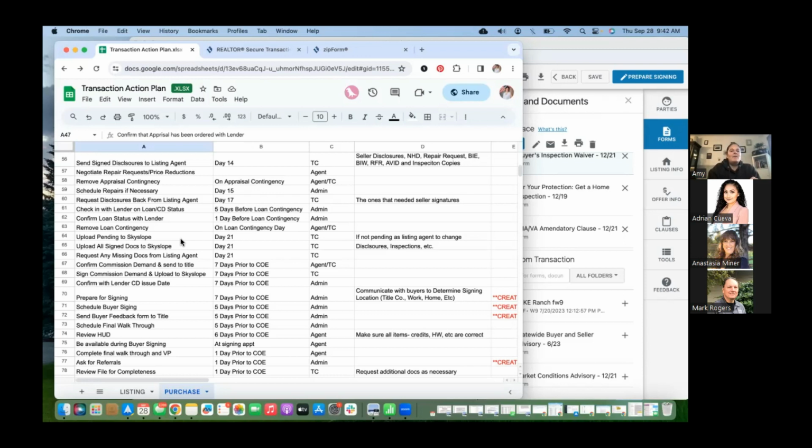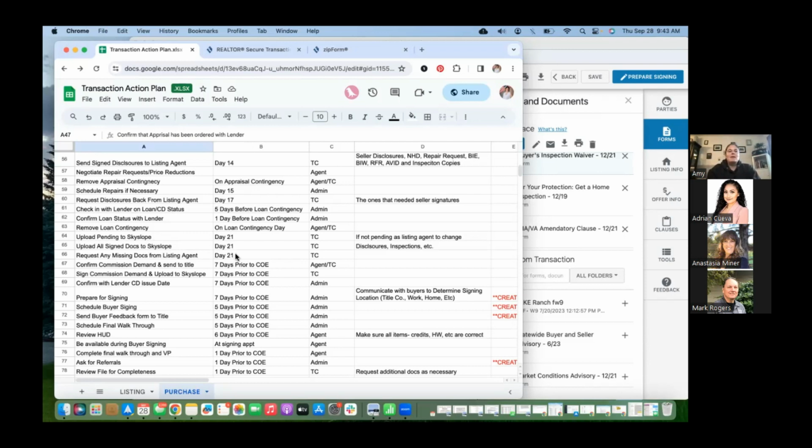Okay. Once we remove that loan contingency, now we've removed the appraisal contingency, we removed the loan contingency, remove the inspection contingency. Once all of that's done, that property in the MLS should be moved to pending. So remember, when we put a property in the contract, it should go from active to contingent. If there's any sort of contingencies in that offer, once all the contingencies have been removed, then it should go from contingent to pending, and we need pending in our SkySlope file. So we want to upload that pending to our SkySlope file. We also want to make sure that we upload all the signed documents in the SkySlope.